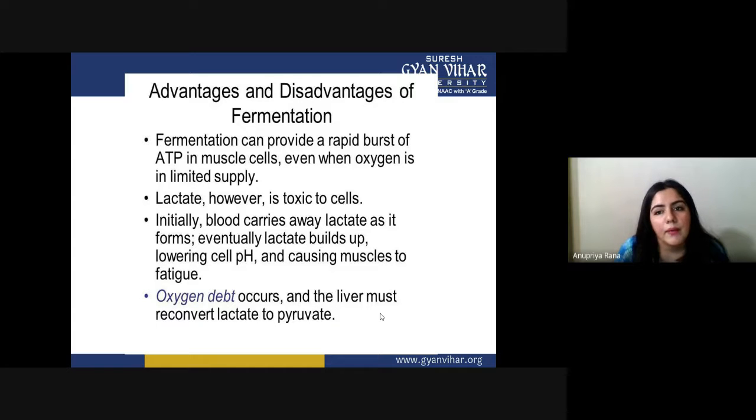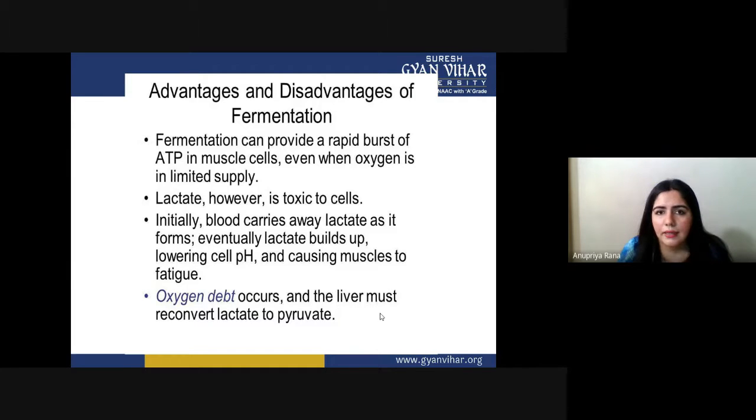Fermentation can provide a rapid burst of ATP in muscle cells. If muscle cells need ATP and oxygen is low at that time, then through lactic acid formation a high ATP production can happen inside our muscles, even when oxygen supply is limited. Lactate, however, is toxic to cells. But if it is broken down while making ATP at the same time, it will be safe.